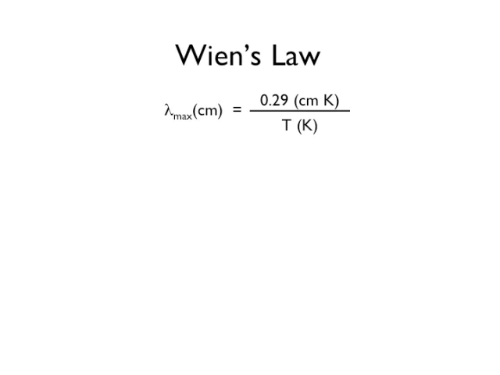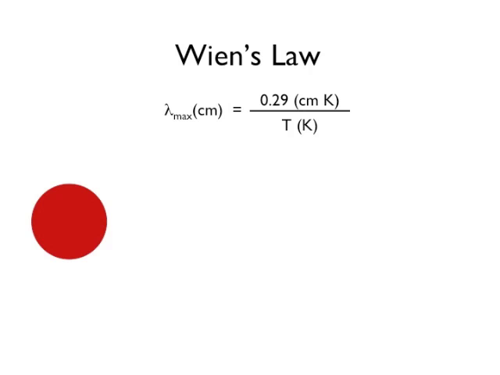Rewriting this equation to include the units in each term, we have that lambda max, the peak wavelength, is in centimeters, T is temperature in kelvins, and the constant B is equal to 0.29 centimeter kelvins. Now let's show the example needing unit conversions.